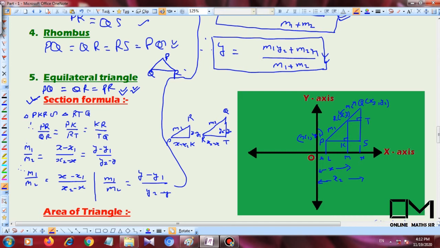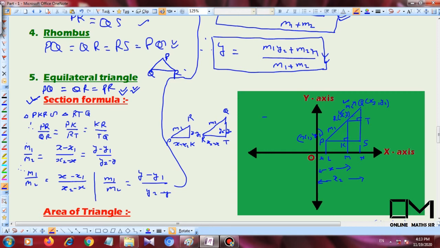Now, the section formula. In this formula, suppose PQ is a line segment and a point is R. In this diagram, you can see the point R, which divides the segment PQ into two parts in the ratio m1 and m2. This segment RQ is m2, and this segment PR is m1, meaning the point R divides the whole segment PQ in the ratio m1 to m2.